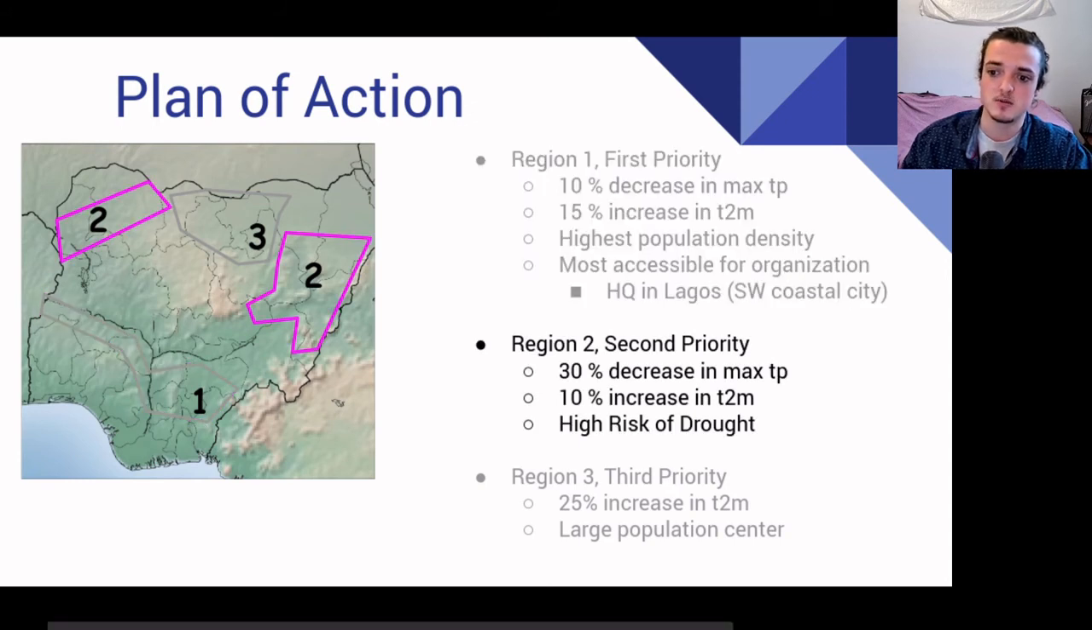Region 2 marks a 30% decrease in max precipitation and a 10% increase in max temperature. Thus, this area has a severe risk of drought and a high possibility of decreased agricultural yields due to extreme change in climate. However, they aren't as populous, making them priority number 2.